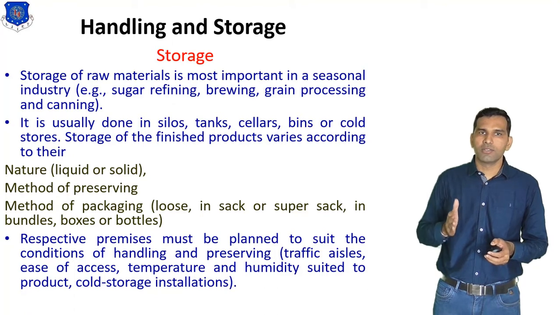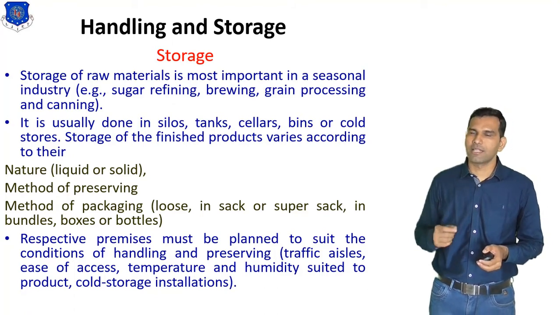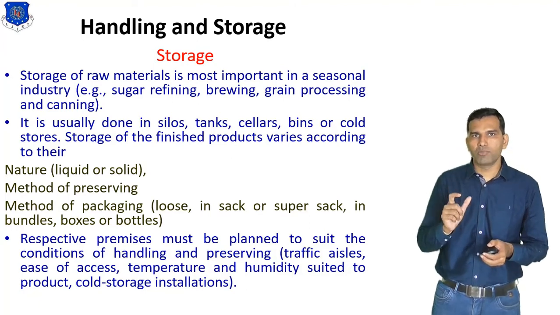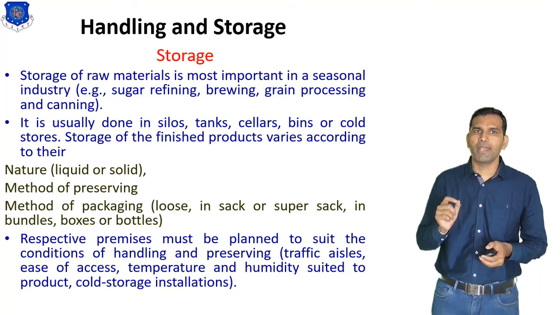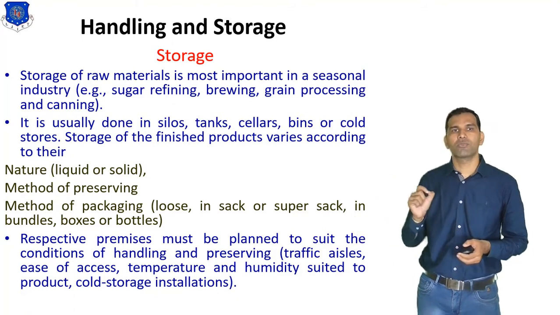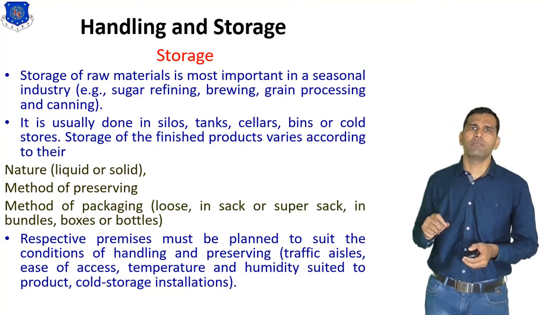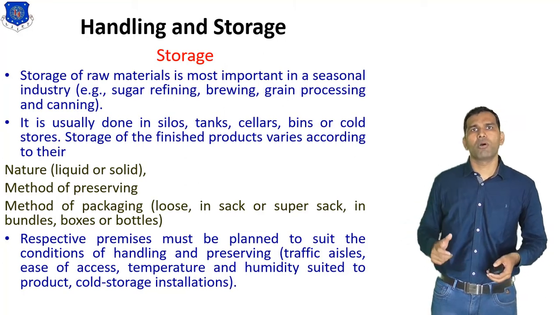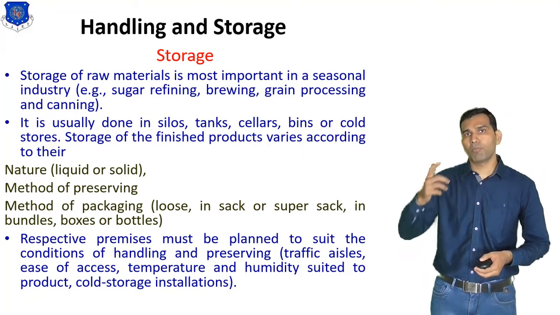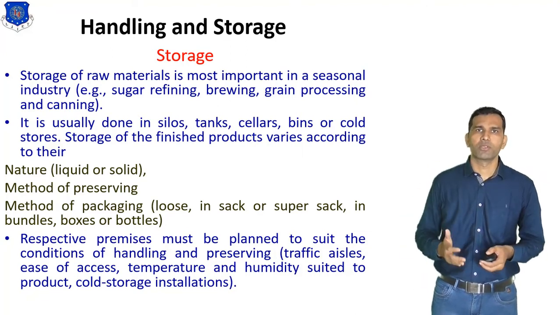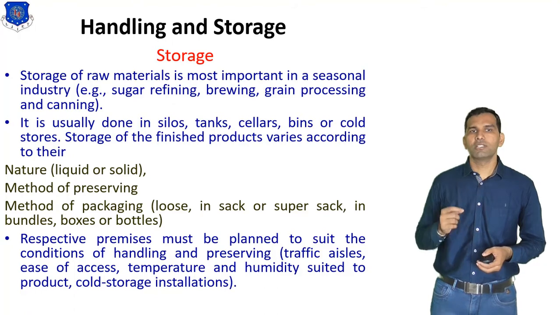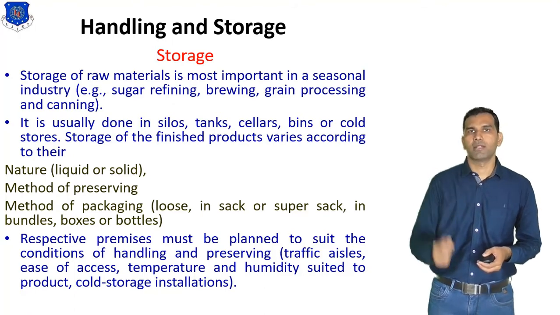So it is usually done in tanks, cellars, bins or cold storage. And storage of the finished product varies according to mainly these parameters. Which are they? First one is the nature of the product. We know that some products are in liquid form and some in solid form. Then the method of preservation, as there are a number of methods used to preserve food. Then the method of packaging. So these are the main storage methods.